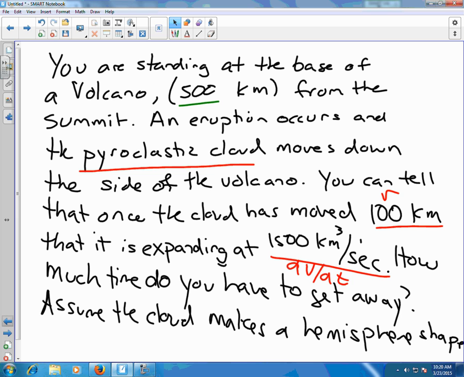Okay. But this is a good type of problem. It kind of shows you what you can do with this stuff. So not only can you figure out how fast it was expanding, or how fast the radius is changing, you can then take that information and determine how to save yourself from this volcano. Right.